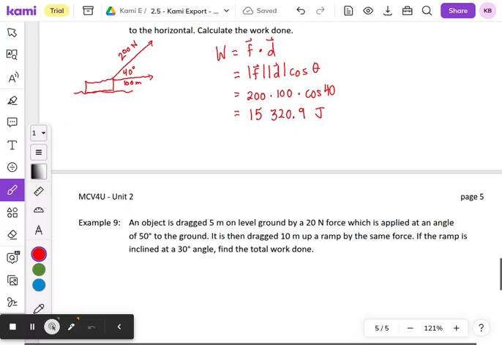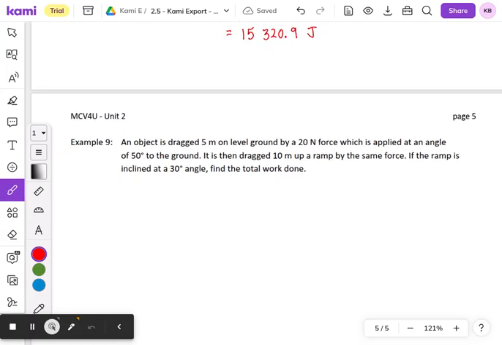I am going to ask you to make one change to this question, because I want to look at the difference in work dragging an object the same distance across the ground as dragging it up a ramp. So please change this to 5 meters. We're going to see the work when we drag it flat on the ground 5 meters. And then we're going to see how the work changes. Is it going to increase or decrease when we apply the same force, the same distance, but up a ramp?